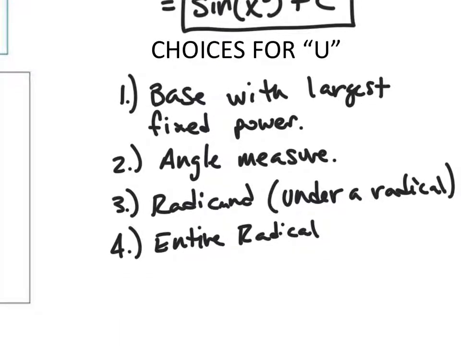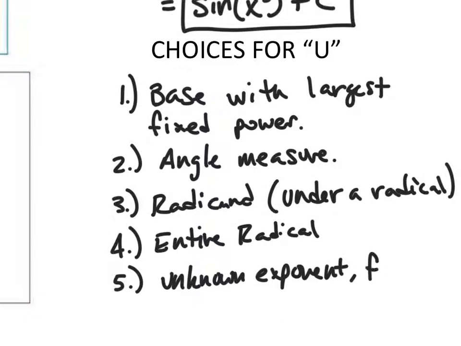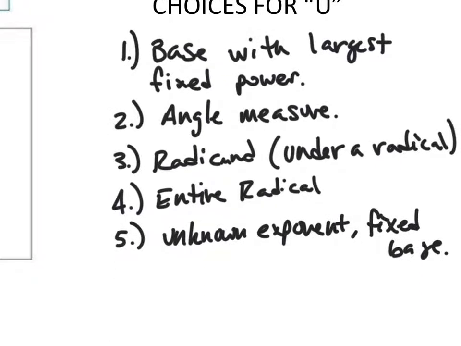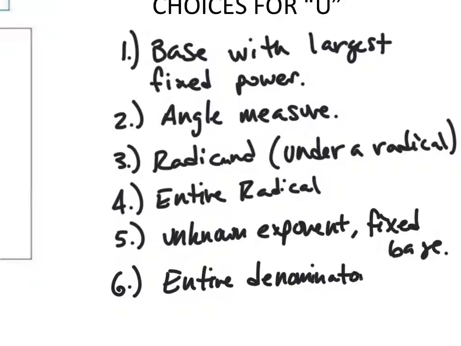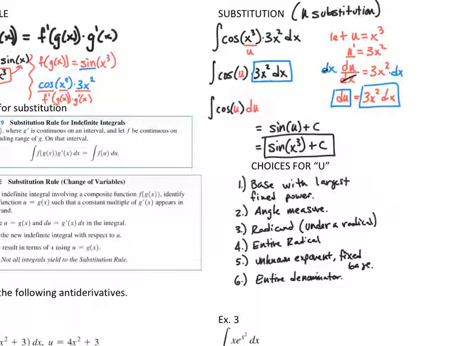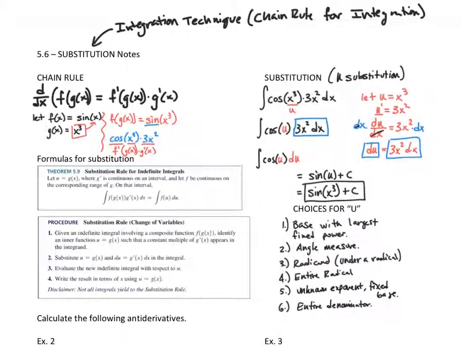The fifth option is an unknown exponent, and that's on a fixed base. And then the sixth one is the entire denominator. And so that's the gist of it. That's probably the most basic example I can give you guys. I mean, there's probably other basic ones.